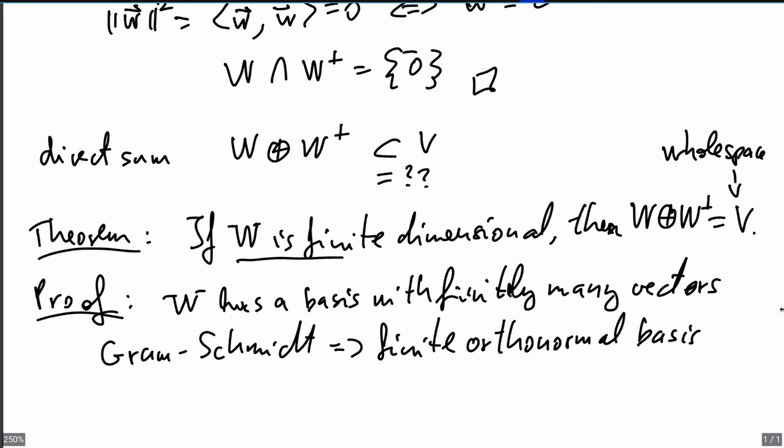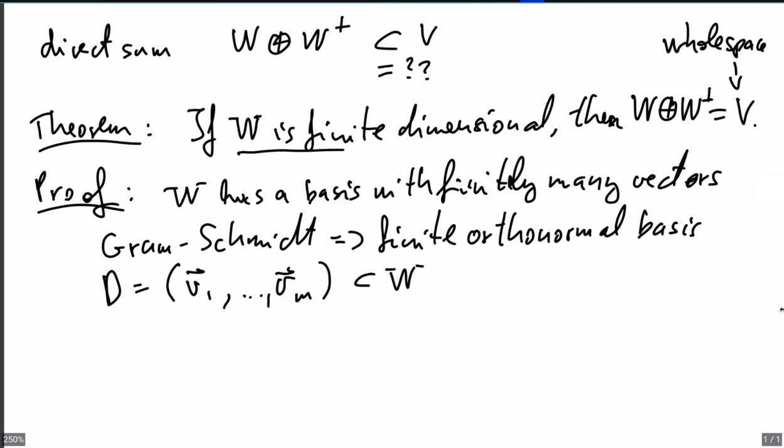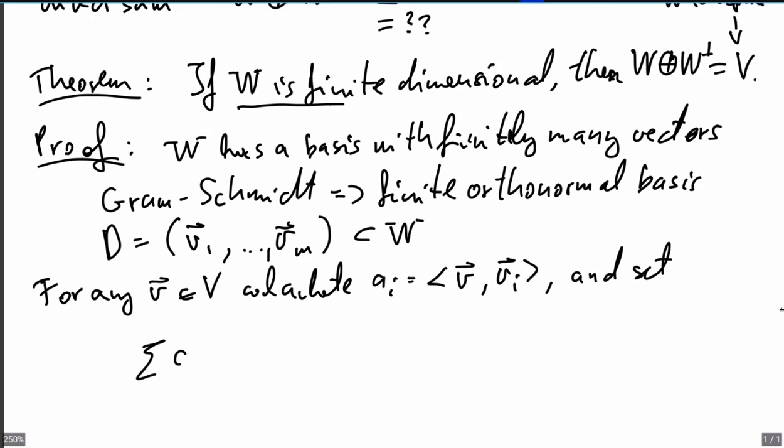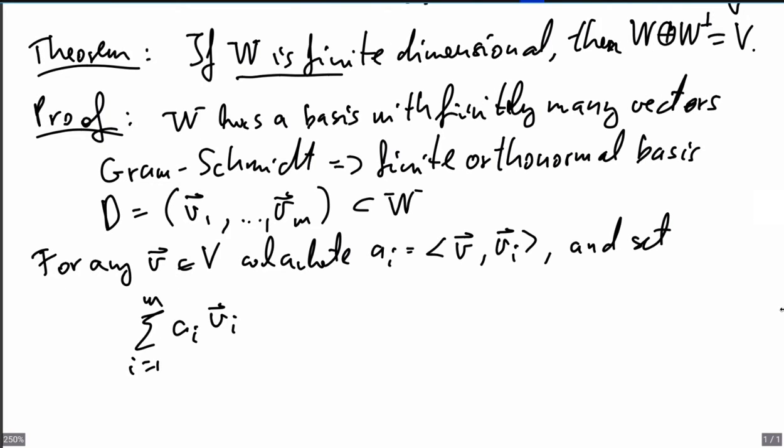So let's denote this basis with D equals v1 through vm, vectors in W. Then for any vector v in the vector space V, we calculate a_i to be the inner product of v with these v_i vectors, and then form the linear combination with the a_i's, the sum of a_i v_i from 1 to m. Since all the v_i's are in W, this is also in W, so it's a W vector.